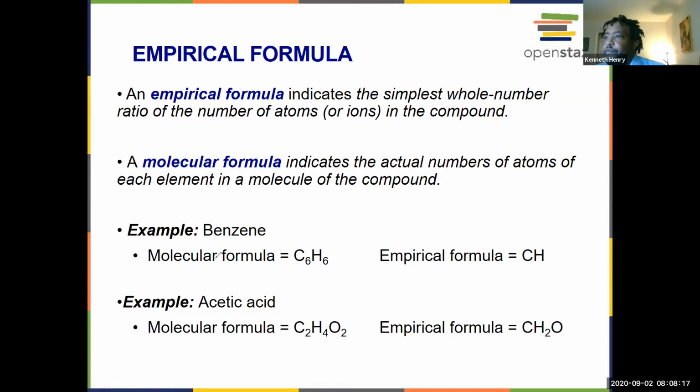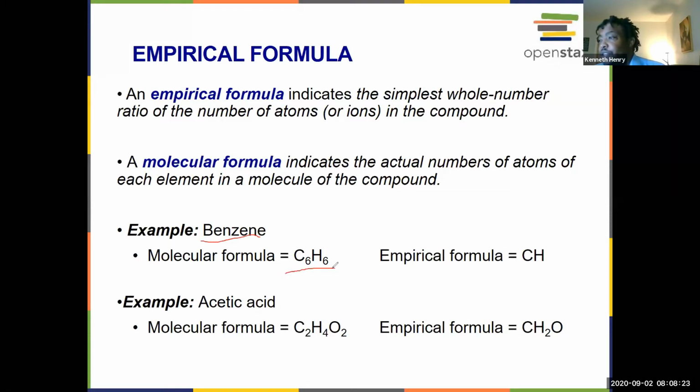Okay, so if we look down here, we have benzene. So the molecular formula for benzene is C6H6. The empirical formula for benzene is CH. So you see the difference? So you want it the simplest form, right? So basically you divide it till you can't divide it anymore and keep a whole number.